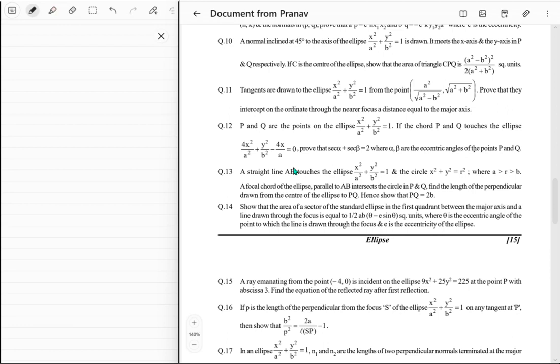That's weird. Oh, so it's centered around x equal to a, I think. No, wait. No, it's not. The chord PQ touches this ellipse. Prove that secant alpha is, these are the eccentric angles, right?